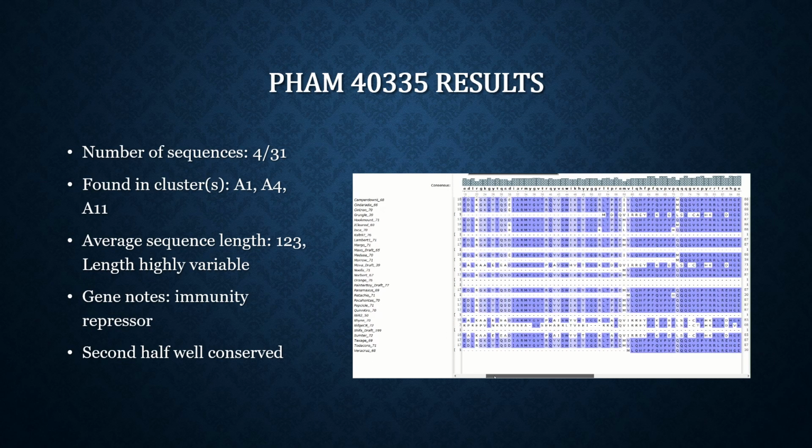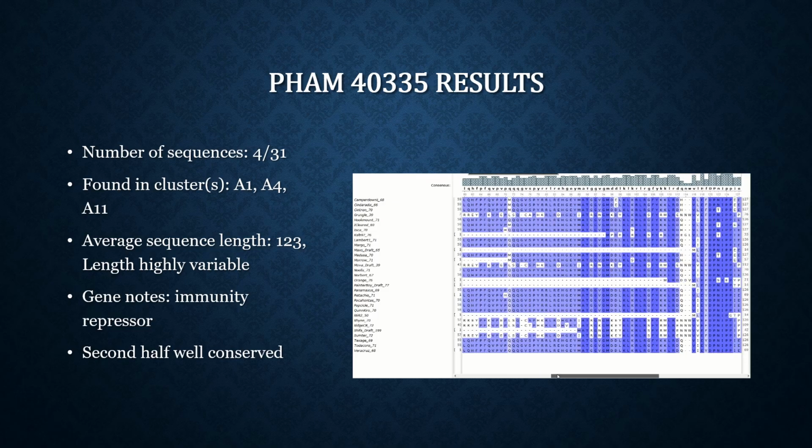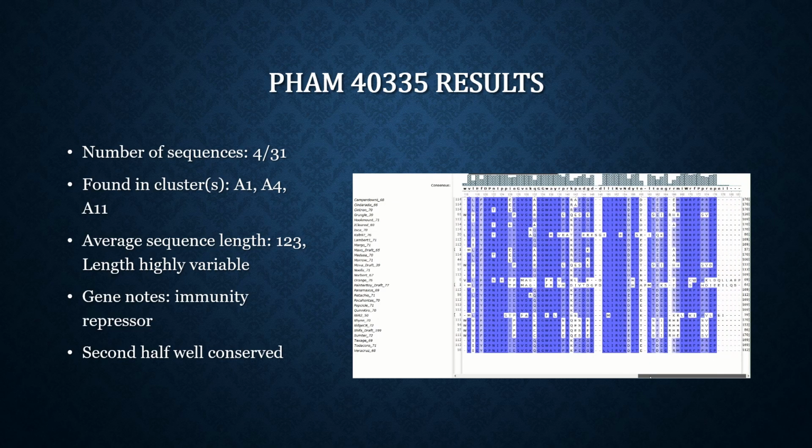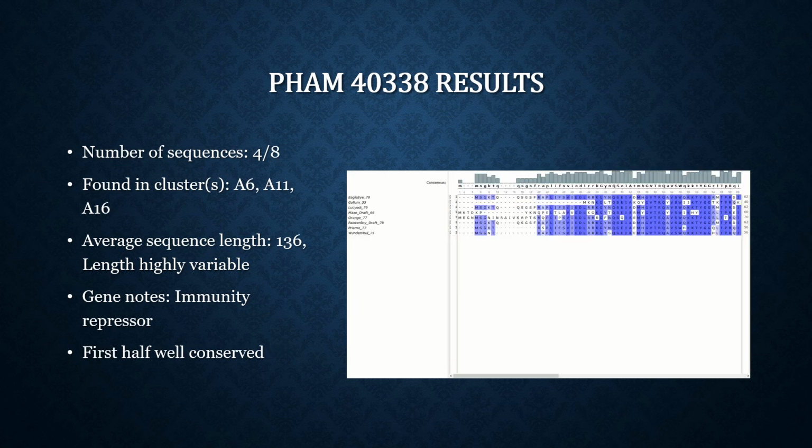FAM 4335, number of sequences I looked at was 4 with a total of 31, found in clusters A1, A4, and A11. There was an average sequence length of 123, but it was highly variable. Gene notes included immunity repressor, and the second half was well conserved.